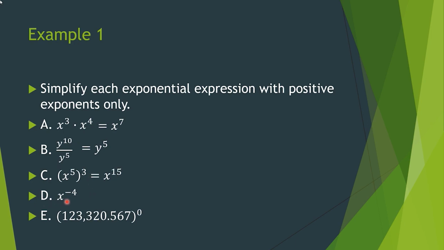Letter D is using the negative exponent rule. The negative exponent rule flips it, makes it a reciprocal, or you could say it just brings it over the bar. So you get 1 over x to the 4th. Letter E is 123,320 and 567 thousandths raised to the 0 power. And remember, anything raised to the 0 power is just 1. So the answer is 1.